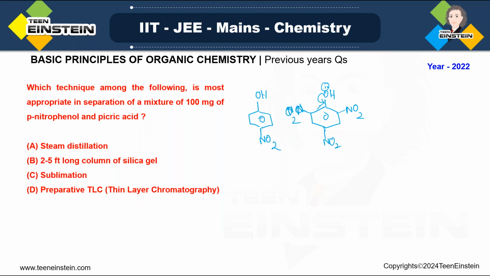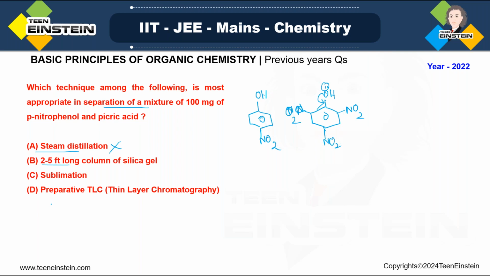So there will be some polarity difference, because when we are trying to separate it, suppose if you are doing chromatography, obviously a polarity difference must be present. Now both of these are basically solid molecules. So steam distillation is not possible. It is better for a solid which can easily melt, and most of the time easily reach the liquid state, but that is not possible here. So steam distillation will not be correct.